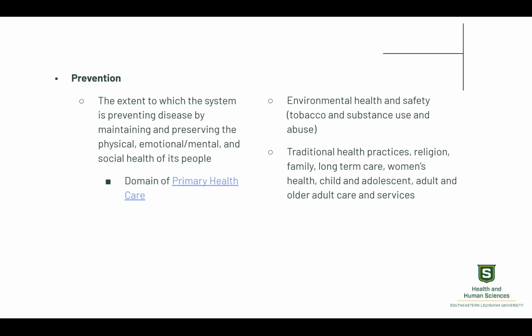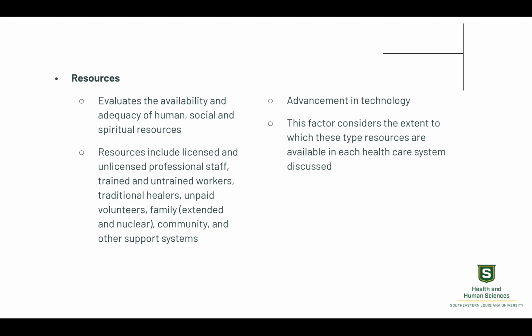Then prevention is looking at the extent to which the system is preventing disease by maintaining and preserving the physical, emotional, and mental health of the people. You can look at the domain of primary care. As you know, primary care is primarily focused on disease prevention and health promotion. So just have a look at this. It explains a lot. And then with resources, we are evaluating the availability of adequate human, social, and spiritual resources.